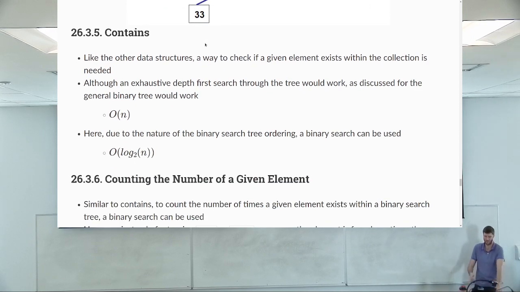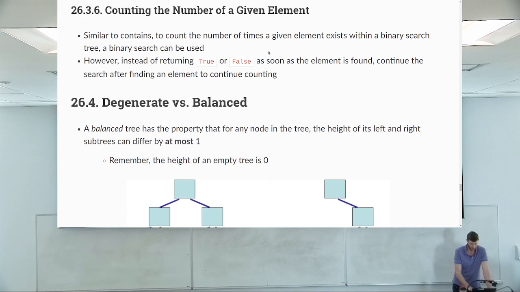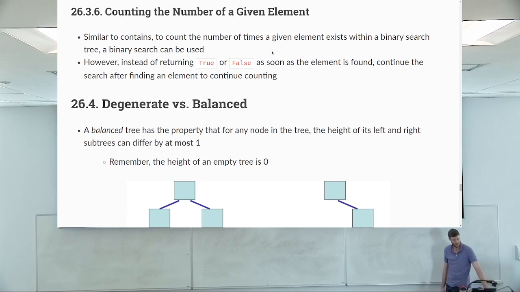Contains, like the other data structures, is a way to check if a given element exists. This is log base 2 of n, it's just the binary search. Counting the number of a given element. So this is a funny one. Similar to contains, to count the number of times a given element exists in the binary search tree, binary search can be done. However, instead of returning true or false as soon as the element is found, we have to do just like a tallying thing.